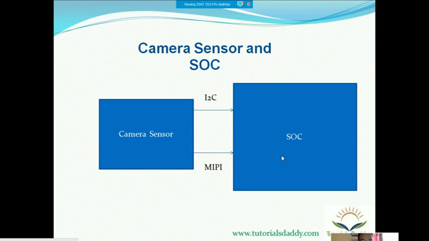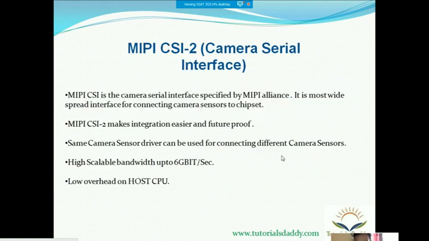Some different camera sensor we connect, let's say a camera sensor which has an 8 megapixel sensor in the future, that camera sensor also can be connected to the same MIPI CSI interface, because this interface is a generic interface, and the same driver will be used for connecting a different camera sensor to this SoC. So this is how it makes integration easier and future proof, because in future as well you can use the same MIPI CSI driver, no need of writing the driver again and again, so it will save a lot of time and effort.